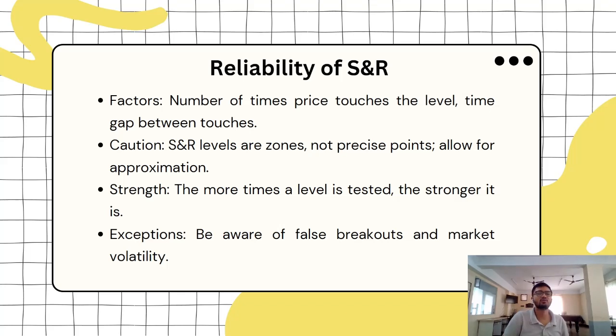What is the reliability? The number of times the price touches the level, and the time gap between touches. There should be enough time gap between the touches, and the number of times a price touches a particular support or resistance tells you about the reliability of that support zone. Like in the case of HDFC Bank, it was hitting 3-4 times in a span of 5 years. So you can see there's enough strong support, enough strong resistance, and you can trade at these particular levels.